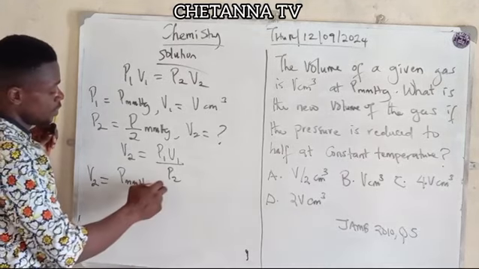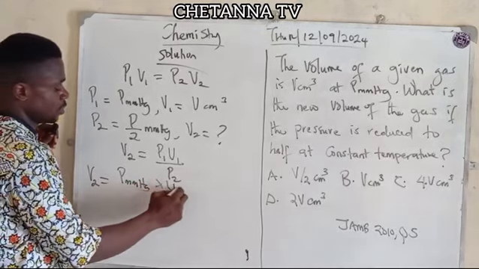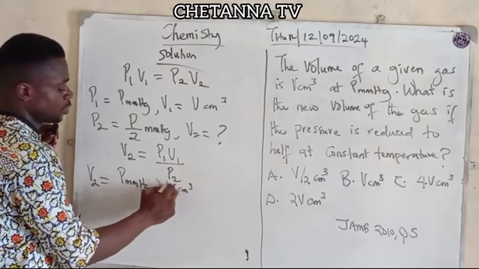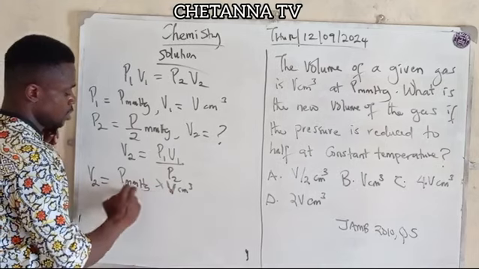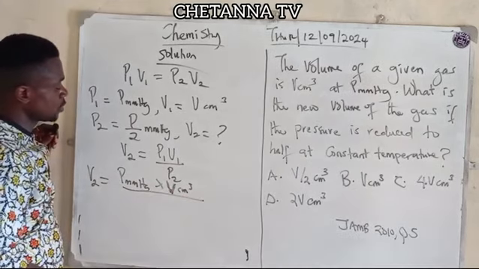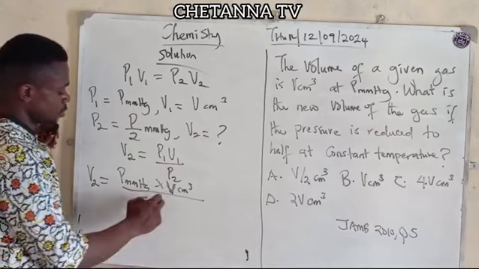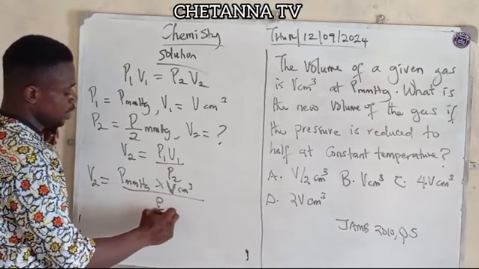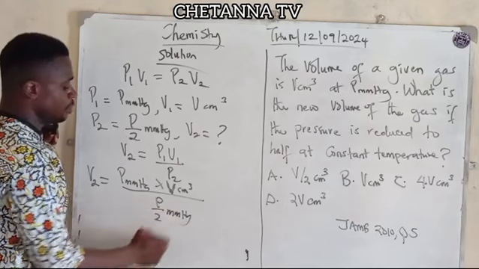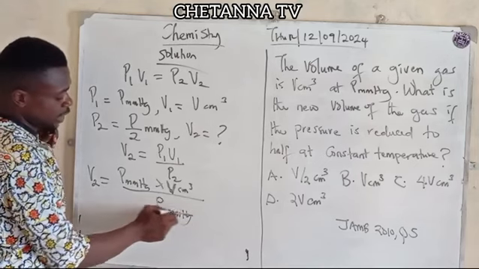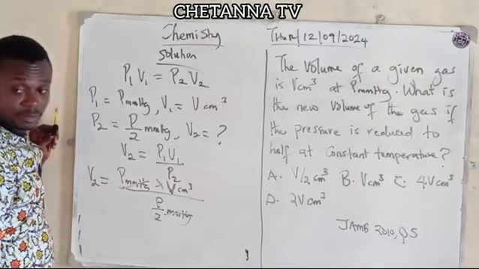Millimeter, right? V1 is what? V cm cube. P2 is what? P over 2 millimeter mercury. So let's cancel. This will cancel this.